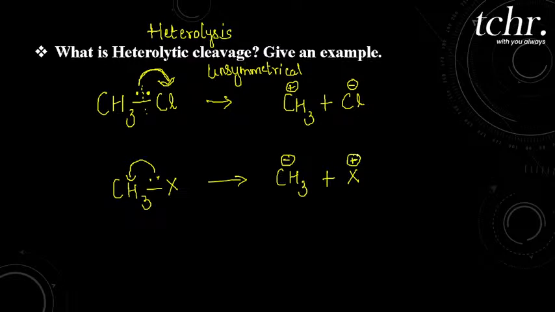Is it clear, students? Now, when the CH3 methyl group is positively charged, you can see a positive charge on the carbon atom. If you observe a positive charge on the carbon atom, this is known as carbocation. And if you observe a negative charge on the carbon atom, then this is known as carbanion. More about this we will study later.